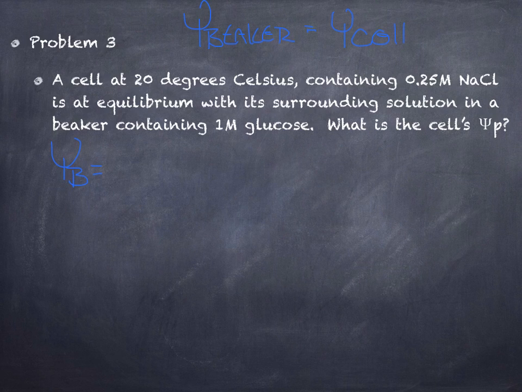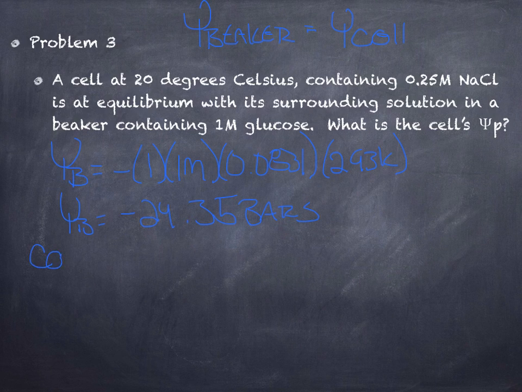So the solute potential for our beaker is the negative ionization constant, which for glucose is 1, because for our beaker it's glucose, times the molarity, which is 1 molar, times our constant, which is 0.0831, times the temperature, 20 degrees Celsius, so 293 Kelvin. So our water potential for our beaker is equal to negative 24.35 bars. Because that's our beaker water potential, we know that this must also be the water potential for the cell. So now we can go on to solve for the cell's pressure potential.